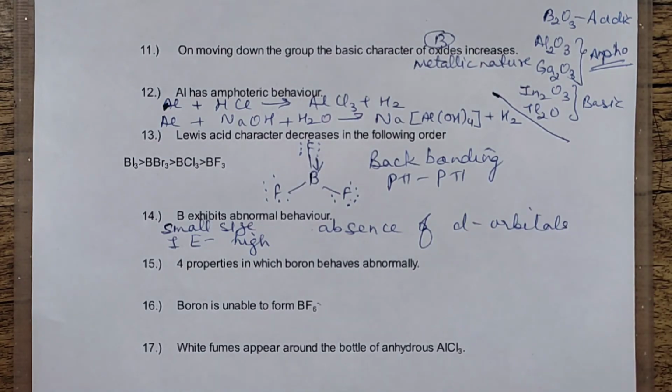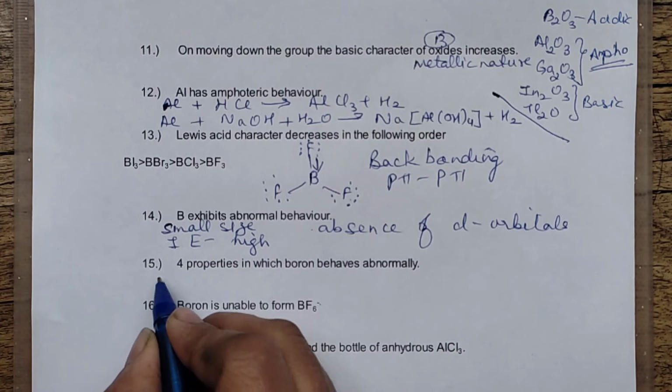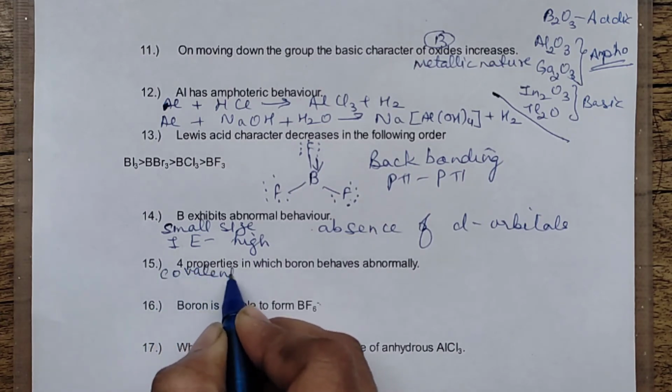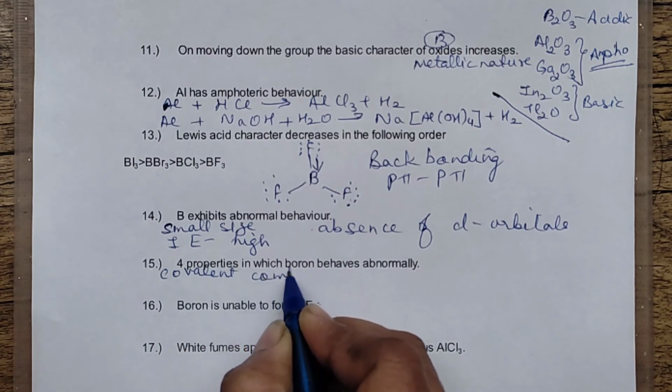In what properties is boron abnormal? Actually, you can learn all based upon the multiple choice or 1 mark question that is asked, but at least 4 main properties you can remember in which boron acts as abnormal. So you can write down the first one as: it forms covalent compounds.